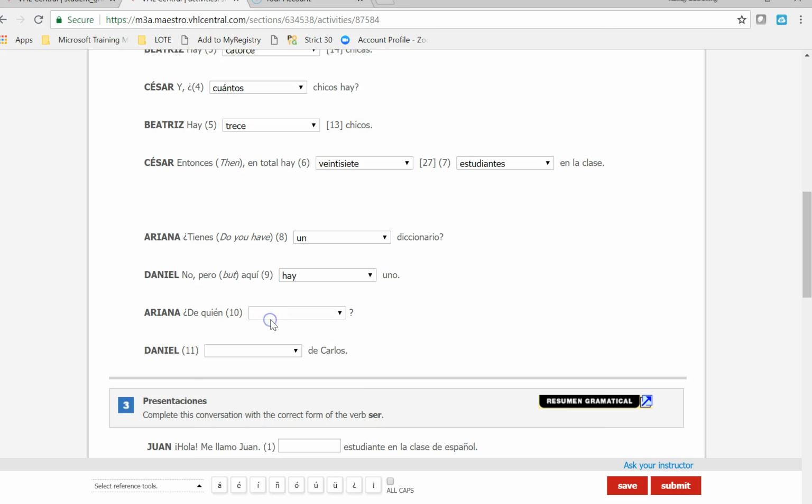¿De quién es? We're going to use es because it's singular. Son is for something plural. Daniel dice, es de Carlos. And just as a side note here, that is how we use possession.